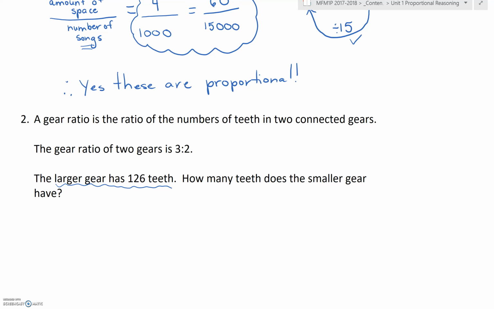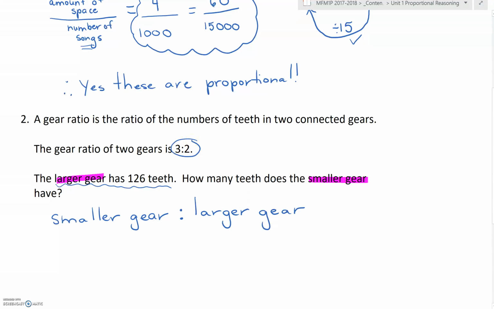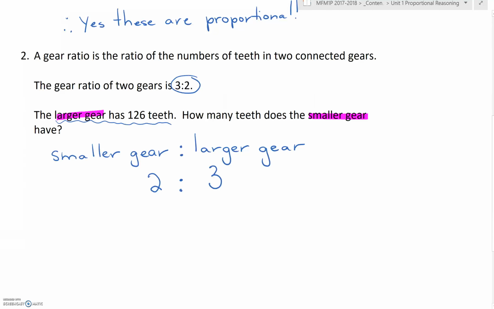So we know that we're comparing larger gears, and we know that we're comparing the smaller gears. So we're going to put that in words before we start anything at all. So I'm going to put smaller gear, and I'll set it up with a colon to larger gear. Now be careful here. The first number in this ratio is 3, and the second number is 2. But since they don't tell us what those represent, you have to kind of figure it out. Now, because we're talking about a smaller gear and a larger gear, you can relate this back to a smaller number and a larger number. So that means that the 2 needs to go on this side and the 3 needs to go on this side. From here, you can then put where the 126 goes.